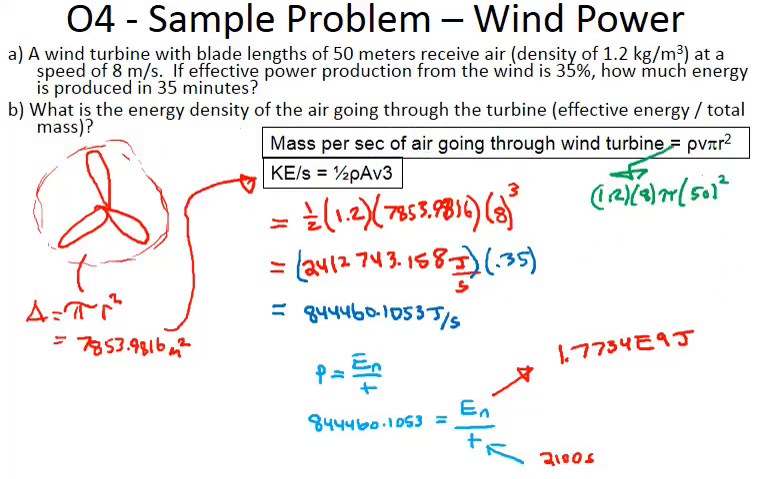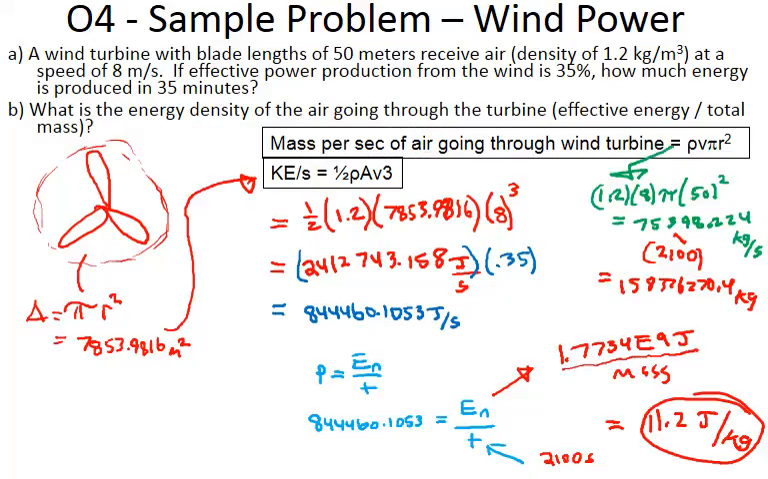Okay. So for that, we get 75,398.224 kilograms every second. So over 2100 seconds, this is the total amount of mass. So if you take the energy divided by the mass, we get 11.2 joules for every kilogram that passes through. And that's the specific energy.